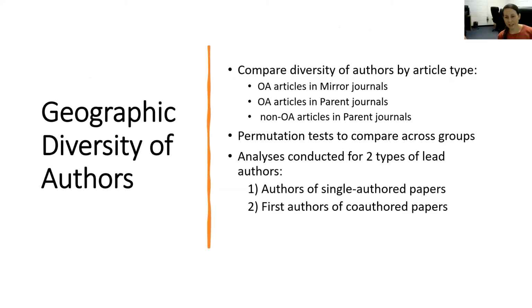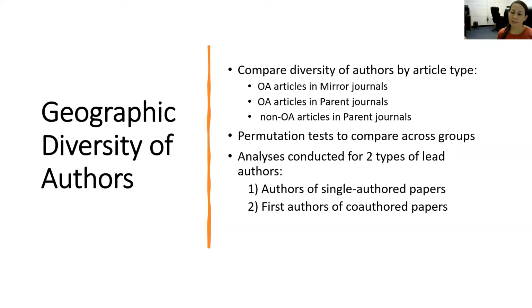To look at diversity of authors, we compared all different article types. I mentioned that our parent journals are technically hybrid, so we teased out OA articles published in mirror journals, OA articles published in parent journals, as well as non-OA articles published in parent journals. We used permutation tests to compare across groups, and we looked at significance by calculating p-hat.